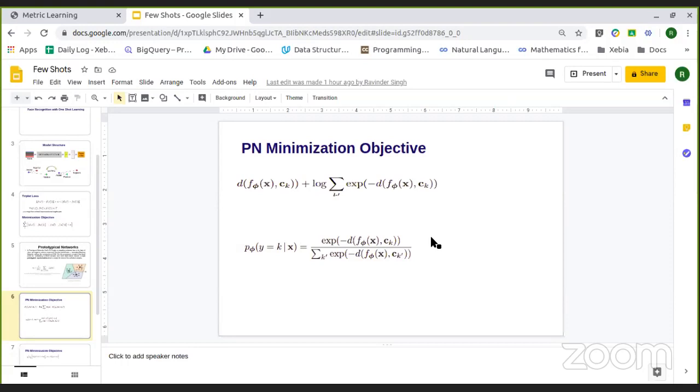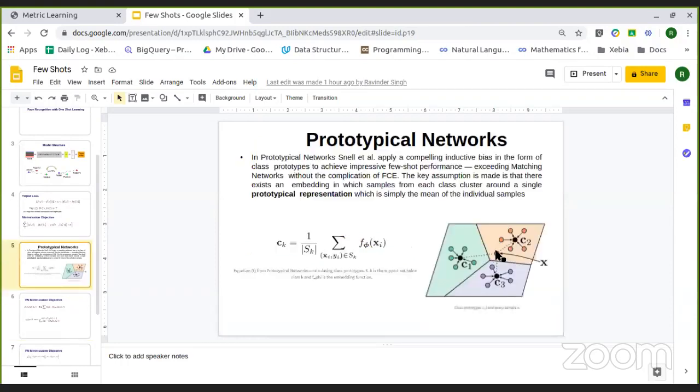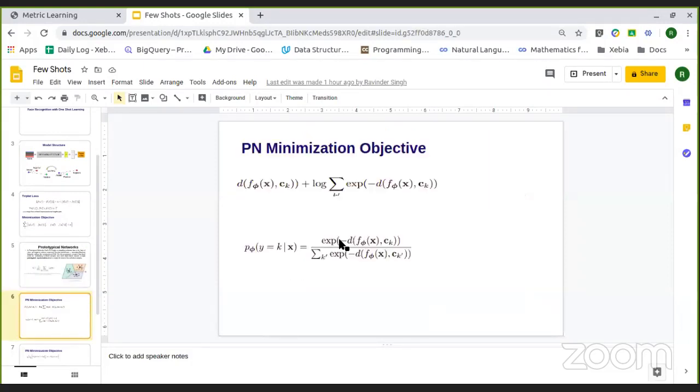Hopefully this is clear now, because these things represent the following. ck is the centroid, and this is the embedding of the image that we are comparing with that centroid. This is ck, this is for c2, and this is the function that we are applying. We calculate it, then take the negative, then take the exponential and the sigmoid of that. Hope this is clear to you now, right?